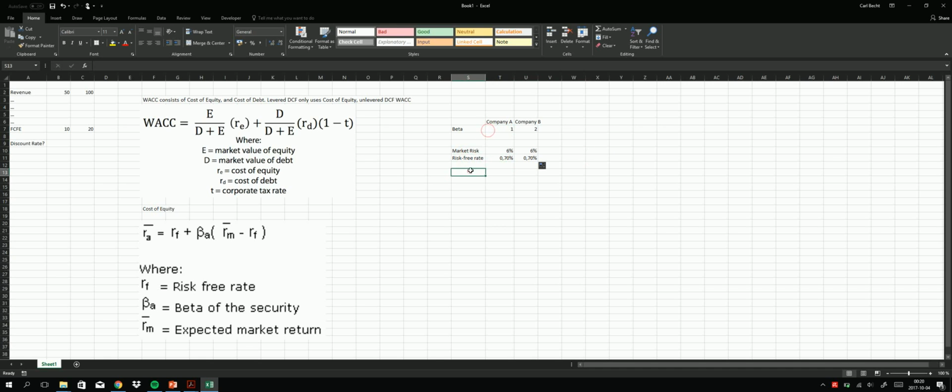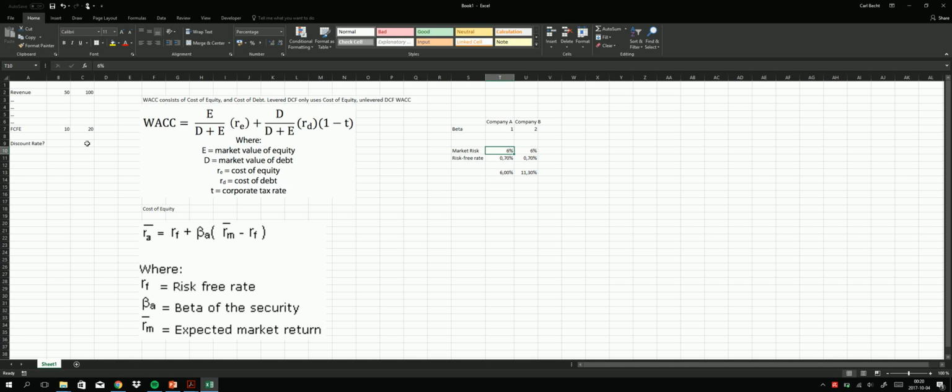So now we want to calculate the cost of equity here. What we do is we take the risk-free rate plus the beta times the market risk minus that one. And obviously you have to pull it to the right. Something happened here, I think. No, exactly, because this company has a lot higher beta. It obviously means, according to this model, that it's a more risky asset.